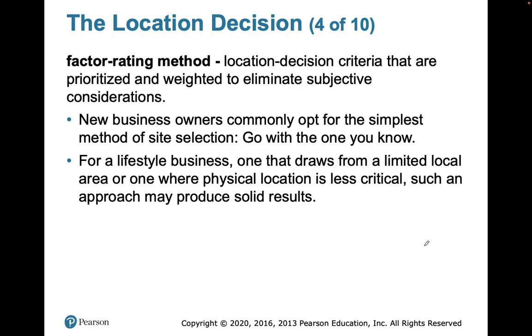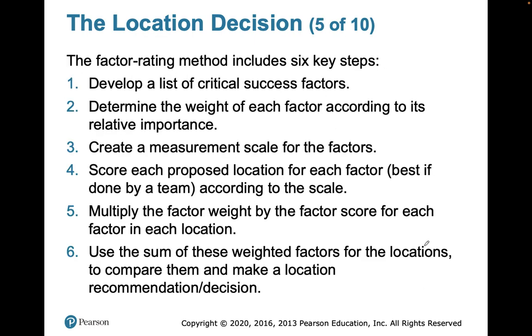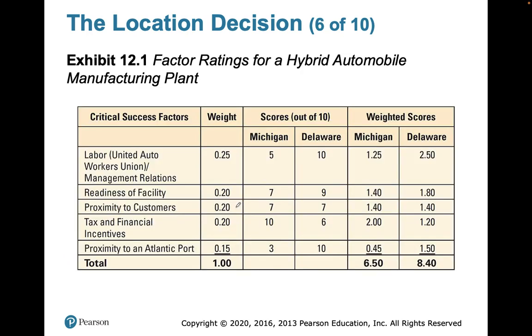So moving on, we're going to look at the factor rating method. This is a method for location decision. It uses criteria that are prioritized and weighted to eliminate subjective consideration. The factor rating method includes six key steps: develop a list of criteria or success factors and determine the weight of each factor according to its relative importance. Then multiply the factor weight by the factor score for each factor in each location. First of all, you score each proposed location for each factor according to the scale.